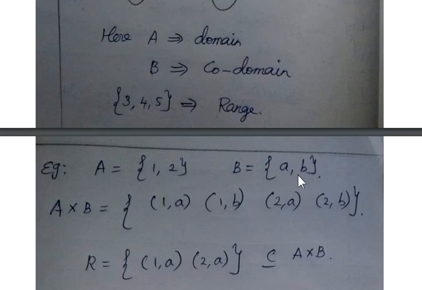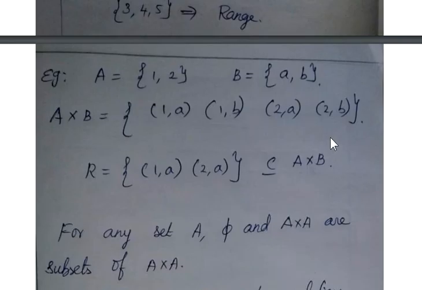A equal to {1, 2}, B equal to {a, b}. And then A cross B, you already know how to calculate. Here the relation is (1, a) and (2, a). It is one of the relations, that is a subset of A cross B.